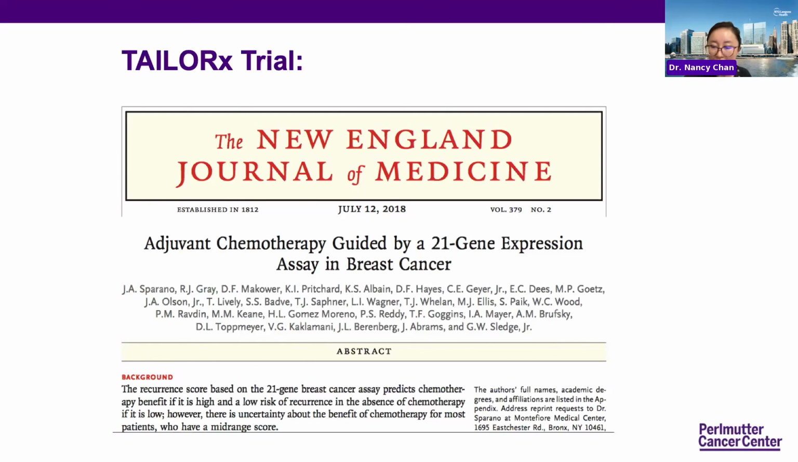And we found that 70% of patients, the majority of women, had a genomic recurrence score in the intermediate range of 11 to 25. And again, the majority of these women were recommended chemotherapy. So this study looked at how the 2 groups, who either received chemotherapy or didn't receive chemotherapy, did, and how they compare with each other.